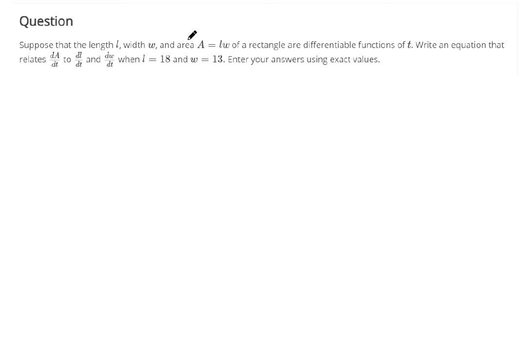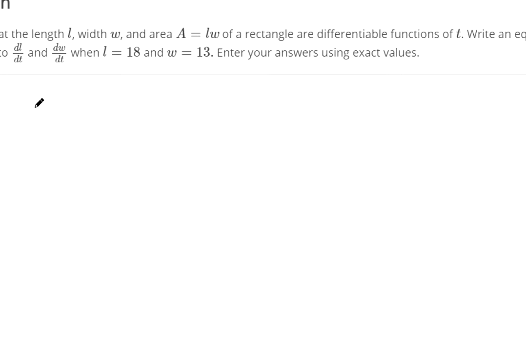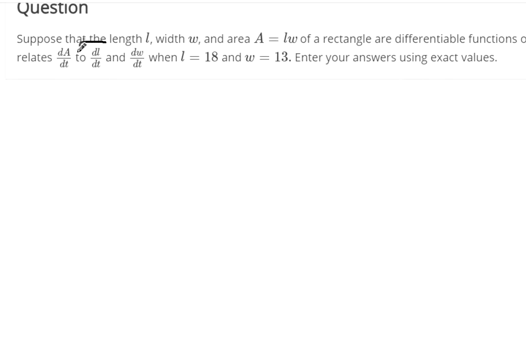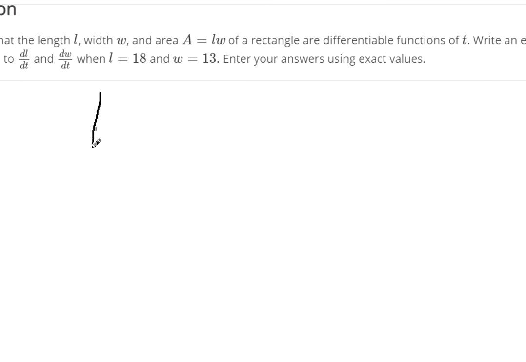We're supposed to write an equation that relates the rate of change of the area with respect to time to the rate of change of the length with respect to time and the rate of change of the width with respect to time. Okay, so it's just going to be an equation.